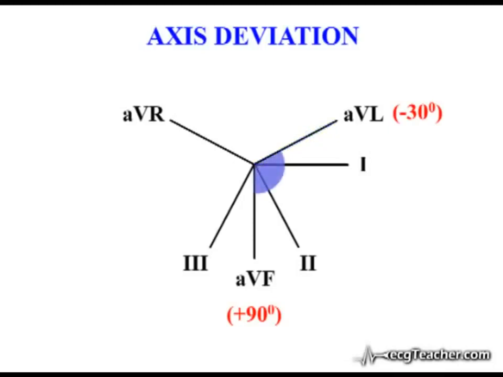Outside this normal range, if the axis lies beyond aVL, this is termed left axis deviation. If the axis lies beyond aVF, this is termed right axis deviation. Axis deviation into the fourth quadrant, or no man's land as it is sometimes referred to, is observed in certain situations, but we will leave discussion of this to the quiz section.